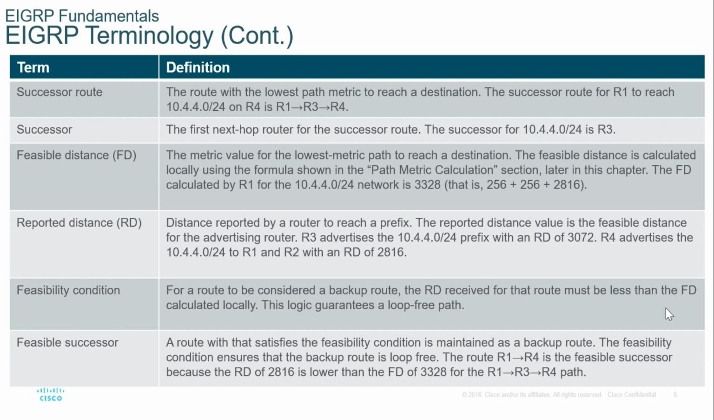So this reported distance and the feasible distance ni menjadi the condition lah. Okay, jadi remember that I said EIGRP, bila dia calculate the best path, dia juga akan calculate the second best path ataupun the backup path. Jadi in order for you to select the backup path, syarat dia adalah the reported distance of that backup path must be less than the feasible distance of the successor route.